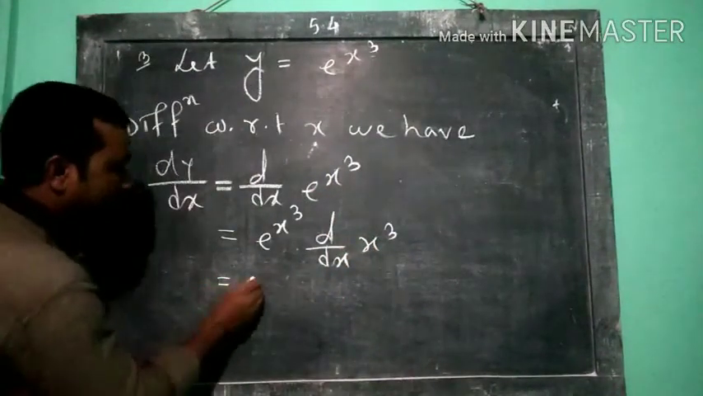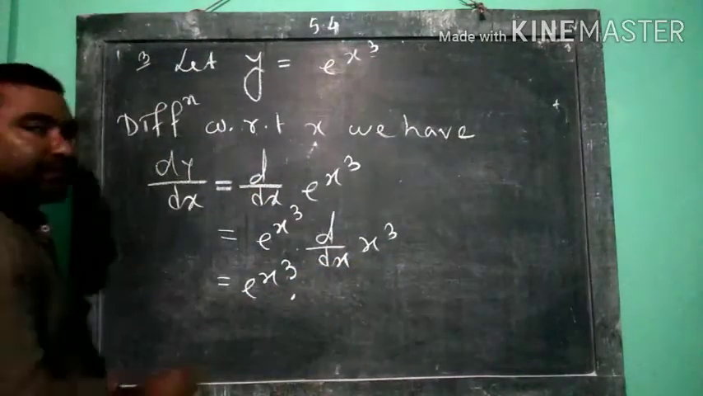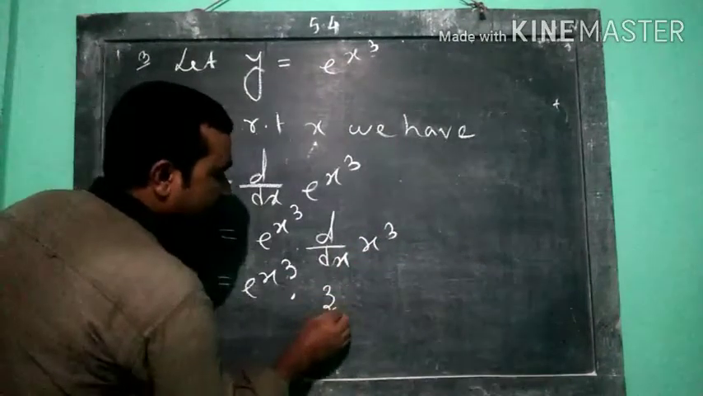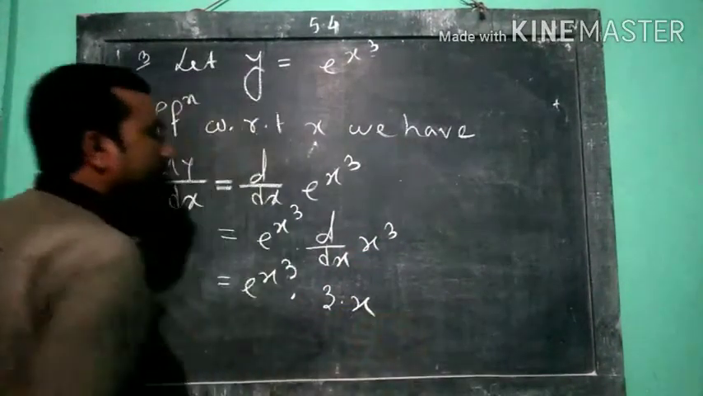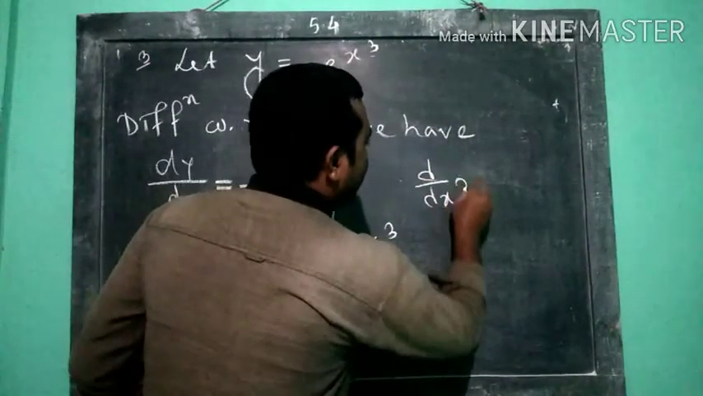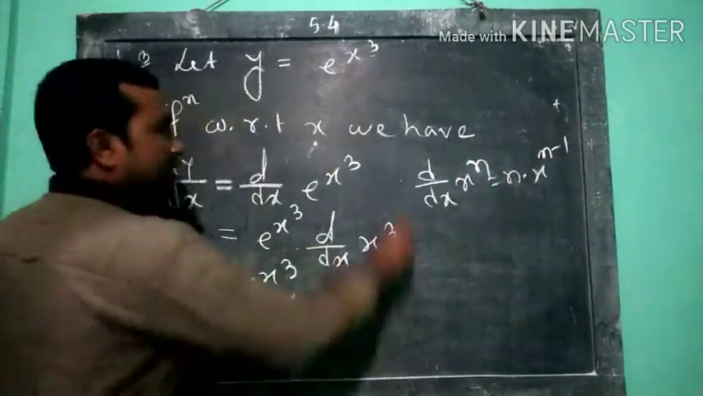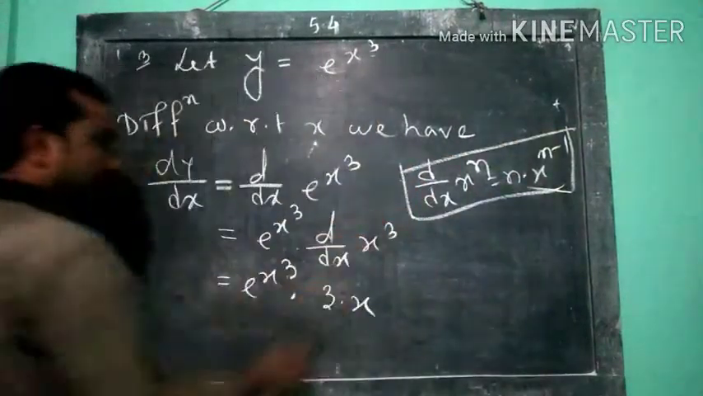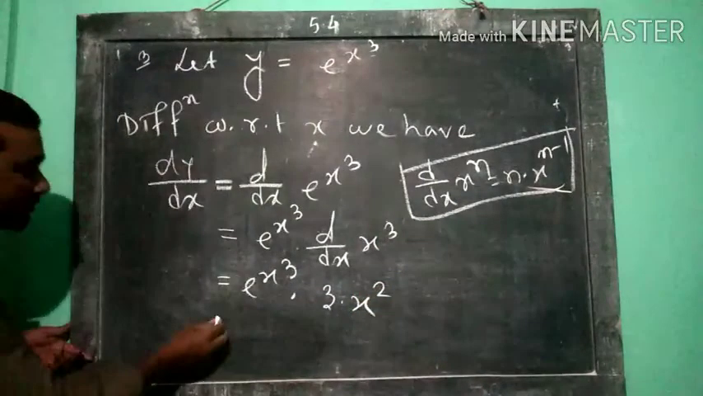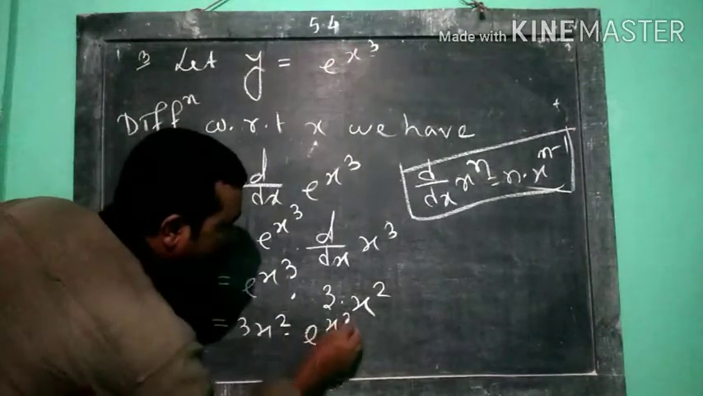This is equal to e to the power x cube into, if you are differentiating x cube, then power is coefficient, this is 3 into x to the power 3 minus 1. According to the formula, d/dx of x to the power n equals n into x to the power n minus 1. Using this formula, what do we get? 3 into power 1 less than 3, this is 2. So the answer is 3x square into e to the power x cube. This is the answer.